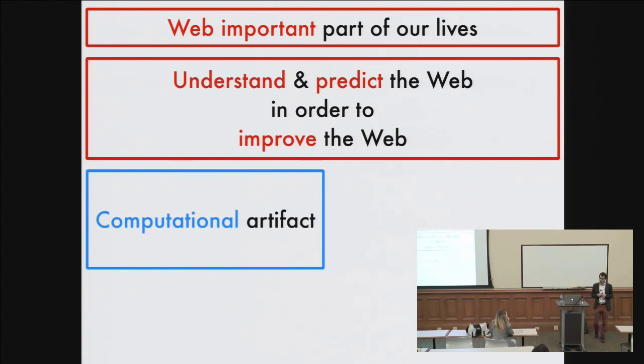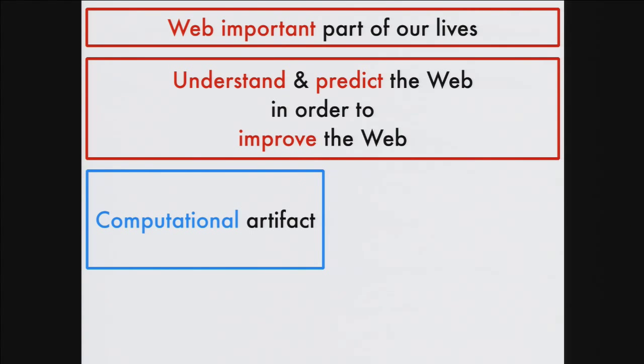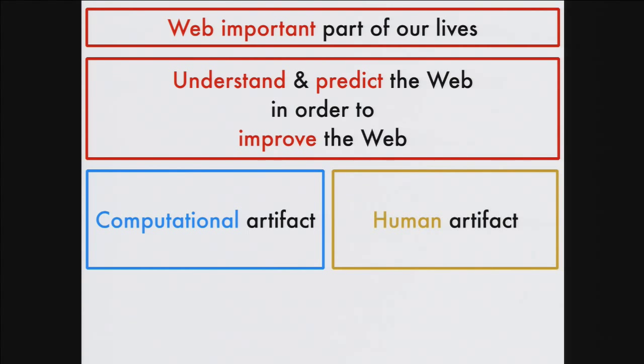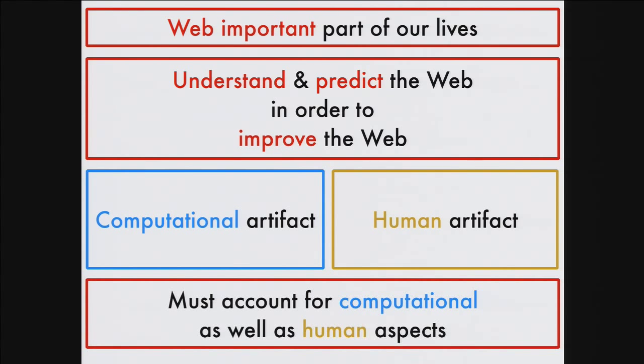And one important observation about the web is that, on the one hand, it's inherently a computational artifact. In fact, it's the largest computational artifact we've built in history. But on the other hand, it's also a deeply human artifact, because it's mostly humans that contribute the content, and it's also humans that consume the content. So if we're talking about understanding, predicting, and eventually improving the web, it's absolutely crucial that we account for both the computational nature of the web as well as the human behavior that takes place on it.